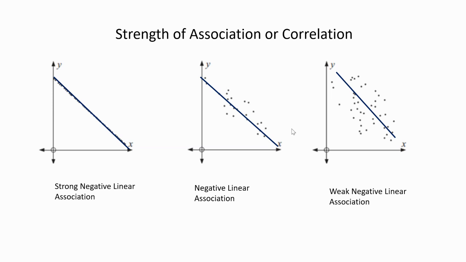So once again, there can be a positive association, a negative association, and then no association. And then for the diagram that I have here, for negative association, there are different levels of strength, or how good they really are.